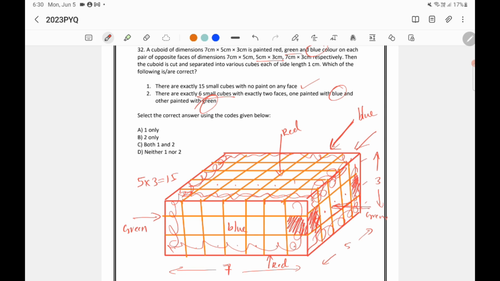Similarly, this cube also here it will be green and on the back side it will be blue. So this cube will come. Similarly, this cube will come, here it is blue and here this side it will be green. And one cube will also be there on the other side which we cannot see here. So total 4 cubes are there with exactly two side painted such that one is blue and other is green. So this is not 6, it is 4. So this is wrong. Okay, so only 1 is the right answer.